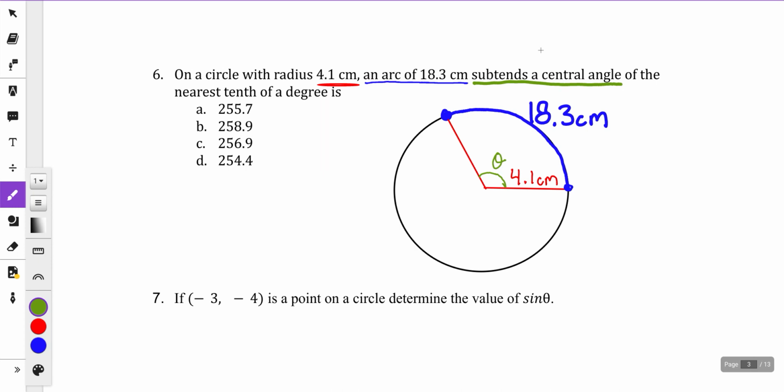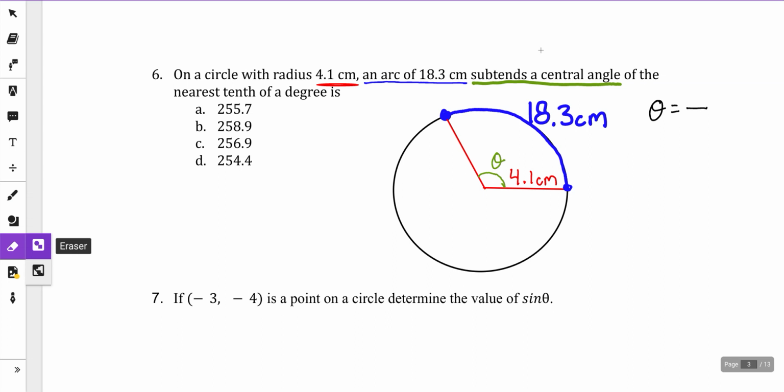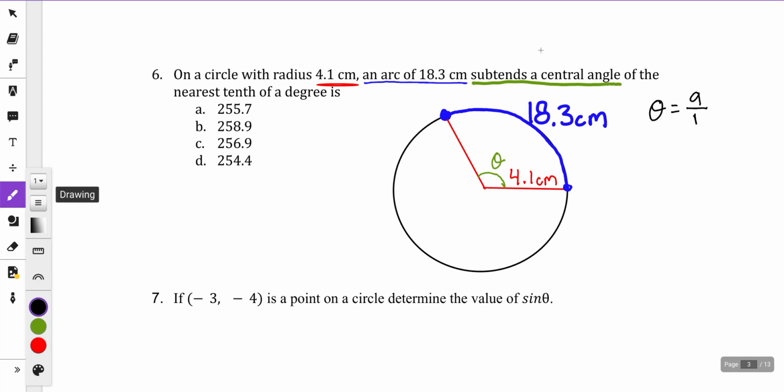Okay, to tackle this, I'm looking for an angle. Definitely an arc length question. So I go to my formula. I know that my formula is your angle equals R over A? No. A over R. Perfect. I want to solve that angle. So that means my angle equals 18.3 divided by 4.1.